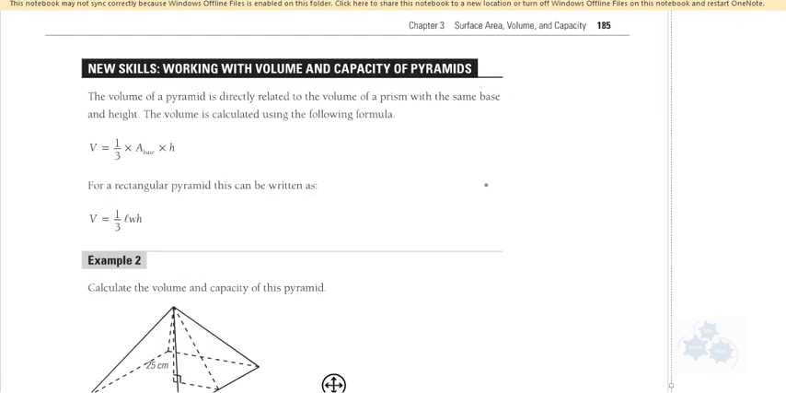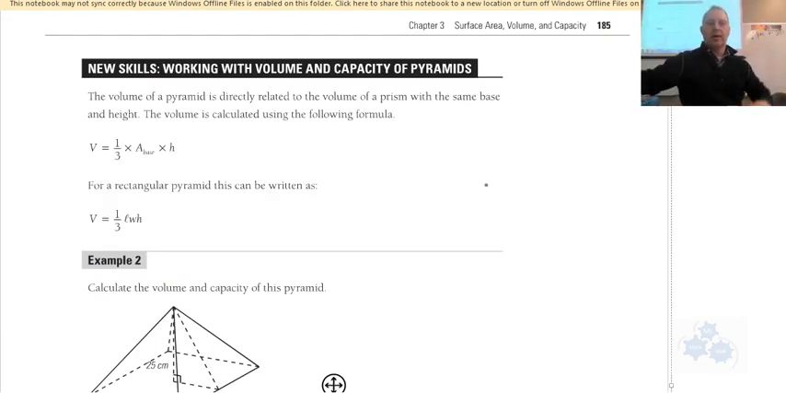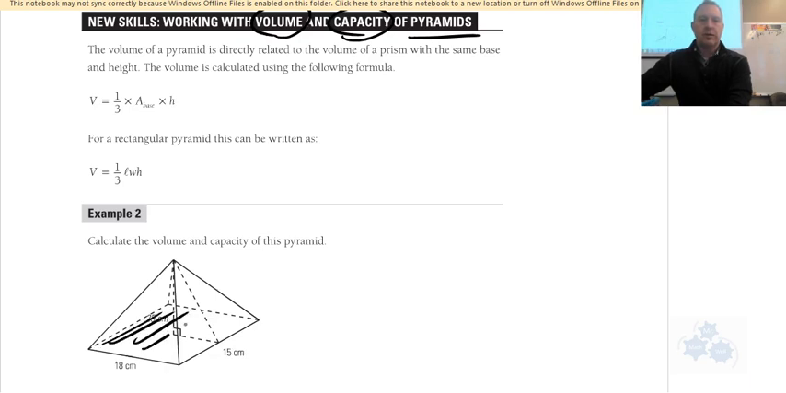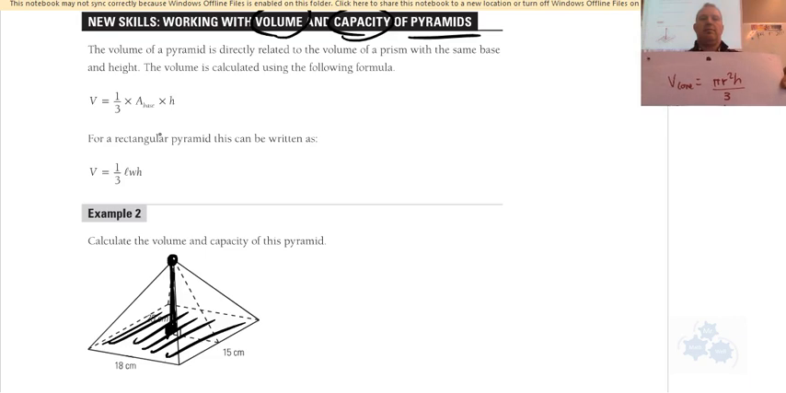Okay, so if we look at page 185 together, we're talking about volumes and capacities of pyramids. So again, we took a look at what the formula for volume of a pyramid was, and that was the area of the base times the height from the top to the middle of the base, not the slant height, but the overall height, and then we divided that by 3. And again, we did that in the lesson we just did. So, yeah, it's as simple as this.